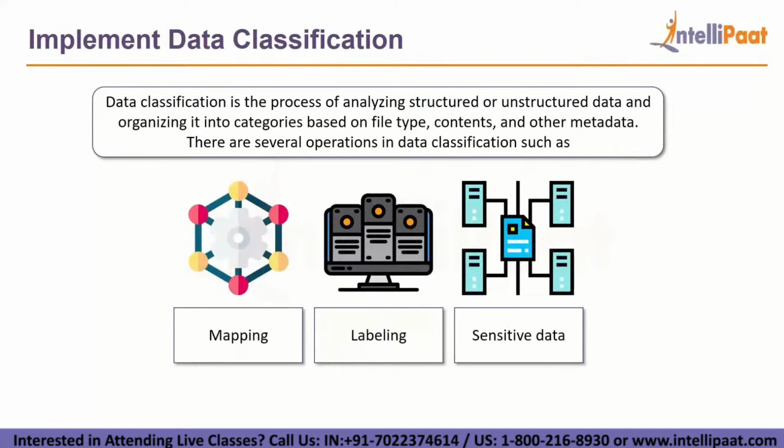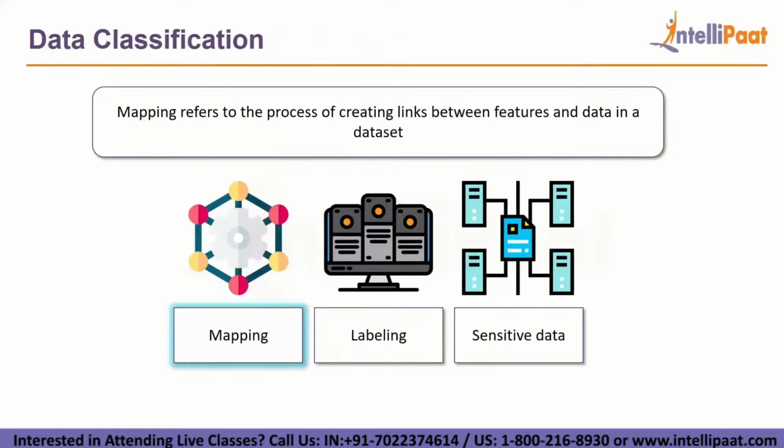Now, data classification is the process of analyzing structured or unstructured data and organizing it into categories based on file types, contents, and other metadata. There are several options in data classification, such as mapping, labeling, and dealing with sensitive data. Now, mapping refers to the process of creating links between features and data in a dataset. Suppose you have some dataset that contains images of famous people. The mapping is going to be the features and the data that it contains in the dataset.